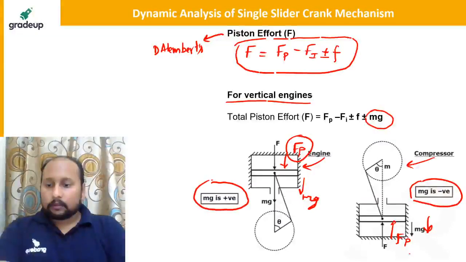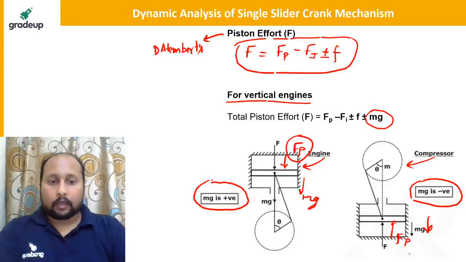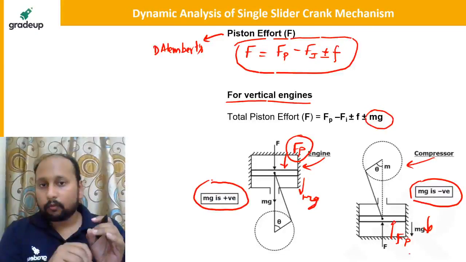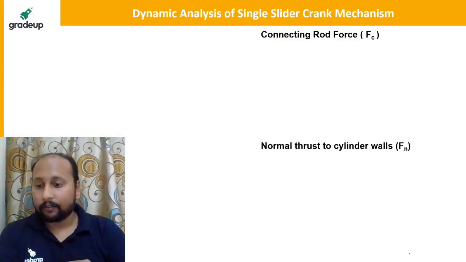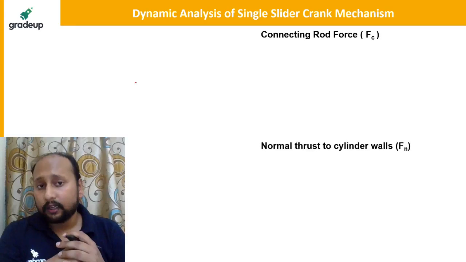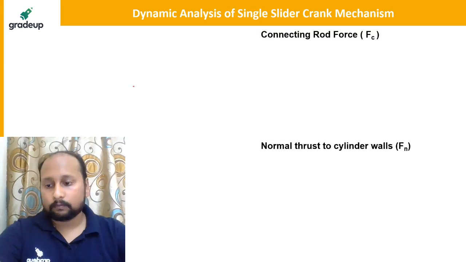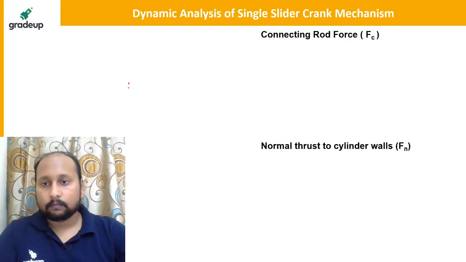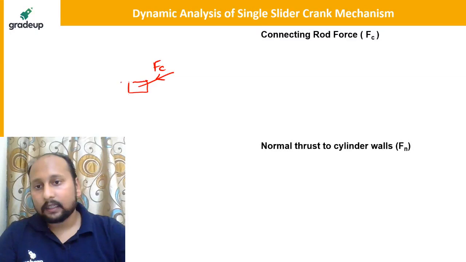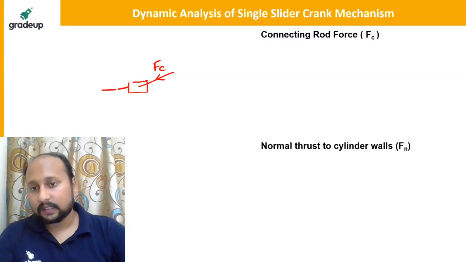Okay, so now you have understood what the total piston effort is. Next is the connecting rod, how forces are acting on the connecting rod. Let me draw the diagram for you guys. If this is the piston and this is the connecting rod, then the force on the connecting rod will be along the connecting rod. So this is FC, and this is the direction of F, the net piston effort.